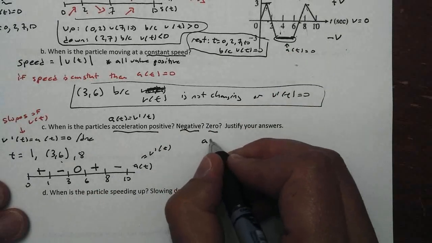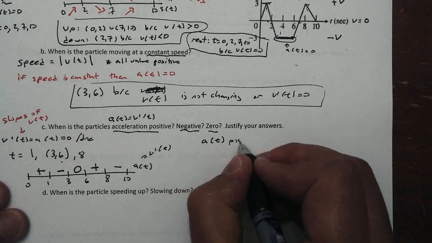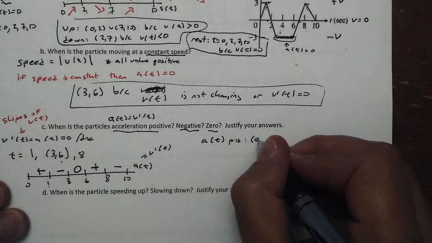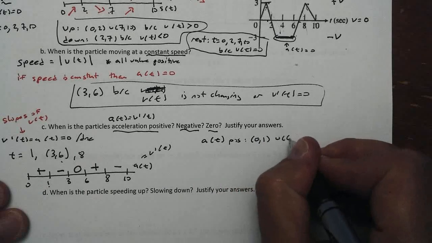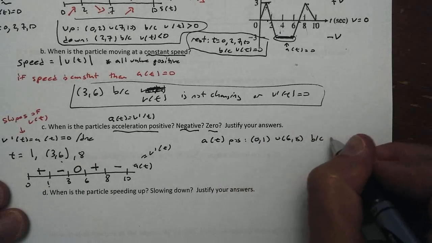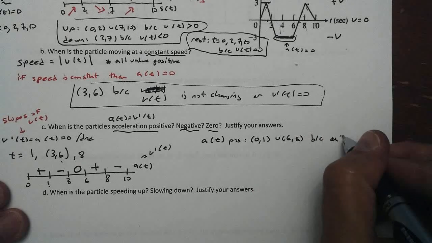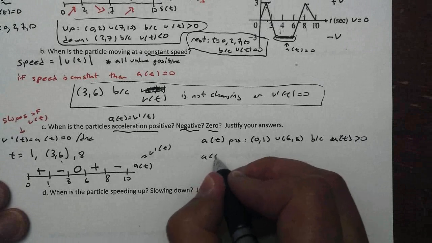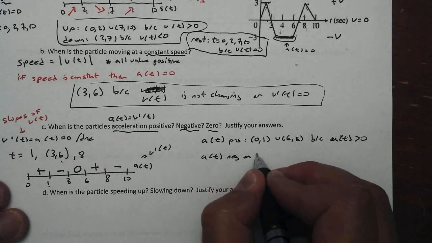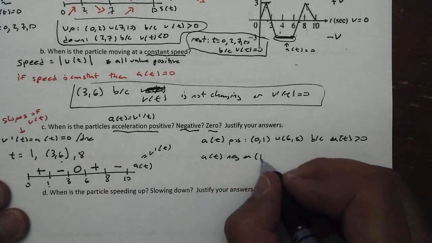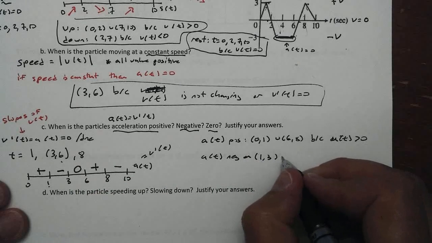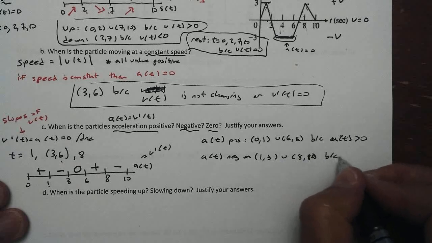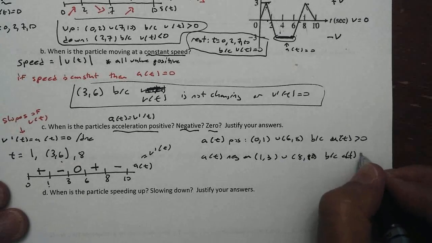So where is the acceleration positive? Well, between 0 and 1, or 6 to 8. And that is because our acceleration is greater than 0, or v prime of t if you want to. Acceleration is negative on 1 to 3, or 8 to 10. And that is because our acceleration is less than 0.